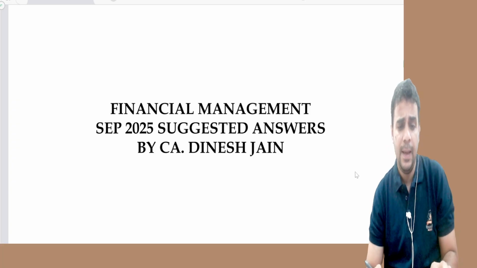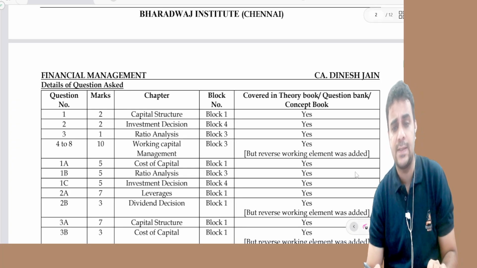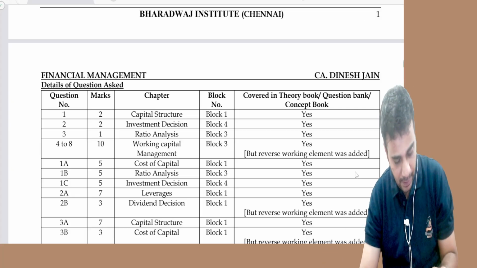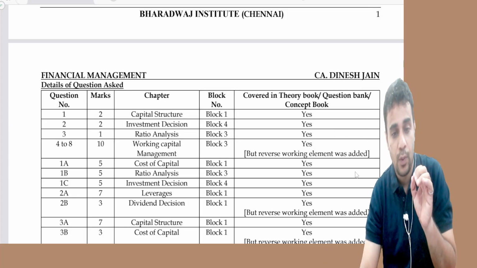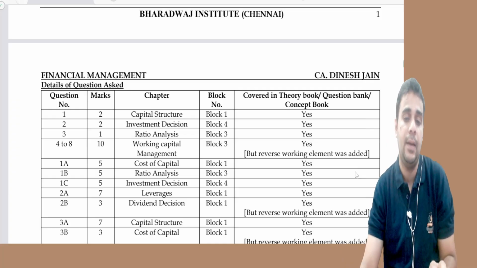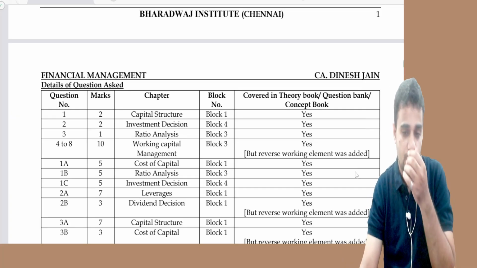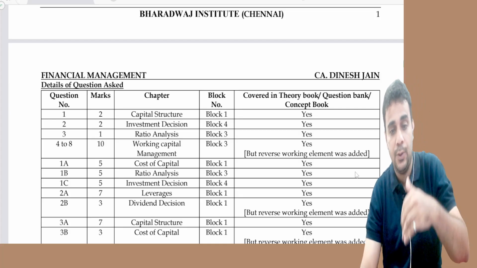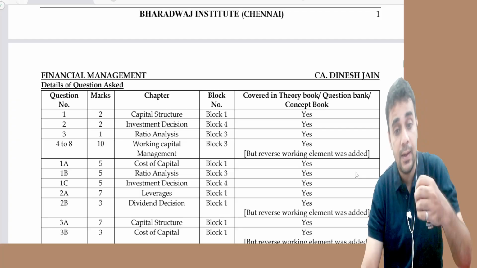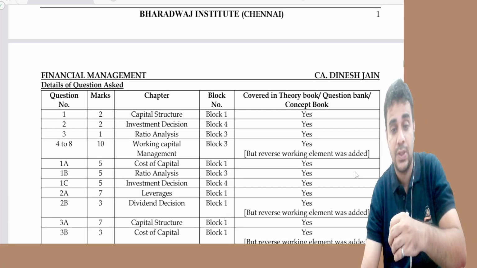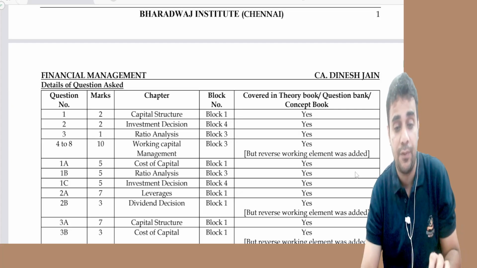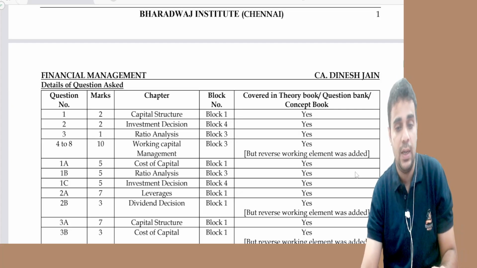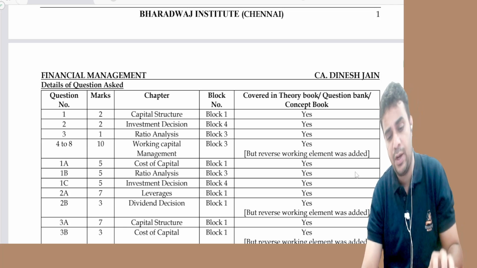First, the paper was a relatively simpler one, but two or three things. One, it was a reverse working dependent paper. Forward working means they'll give you the base information and tell you to calculate. Reverse working means they'll give the solution, and from the solution you will have to come back to the original data, which is rarely tested in exams. But this paper was predominantly that.